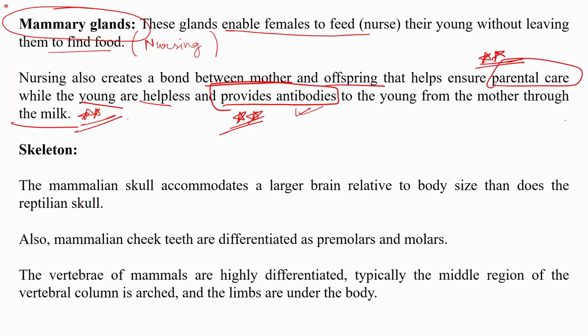The next is the skeleton. The mammalian skull accommodates a larger brain relative to body size than does the reptilian skull. Also, mammalian cheek teeth are differentiated as premolars and molars. The vertebrae of mammals are highly differentiated. Typically, the middle region of the vertebral column is arched, and the limbs are under the body. So these are some of the characteristics of the vertebrates specifically.